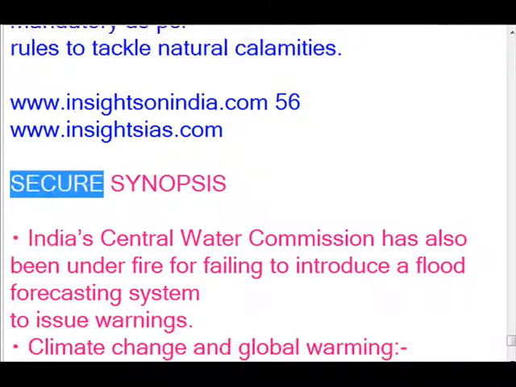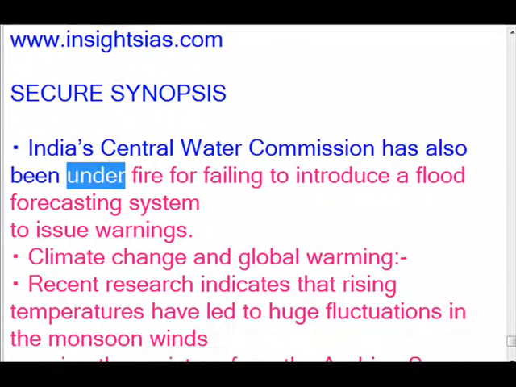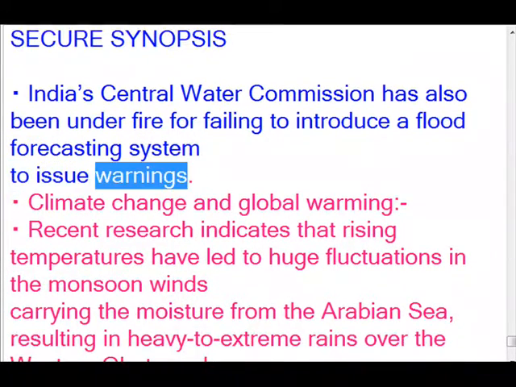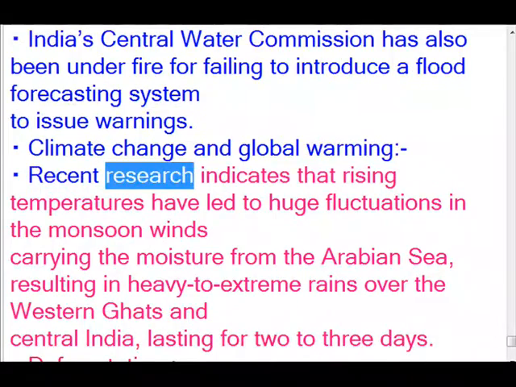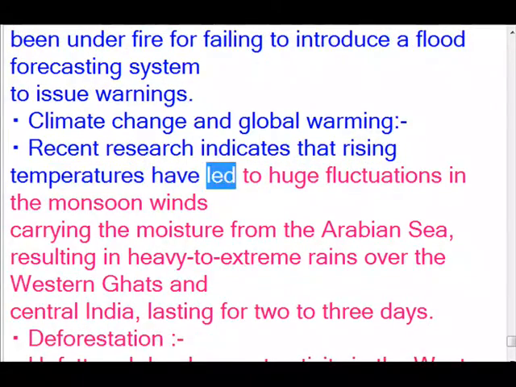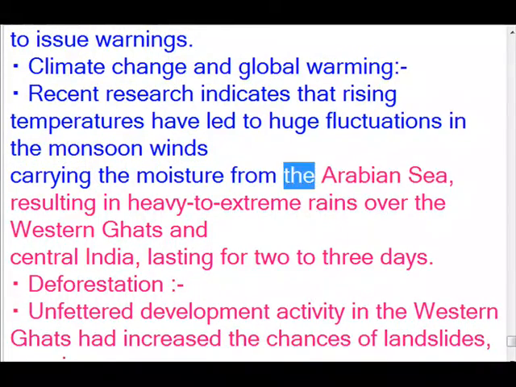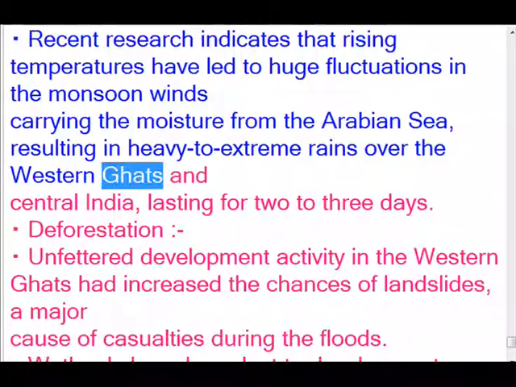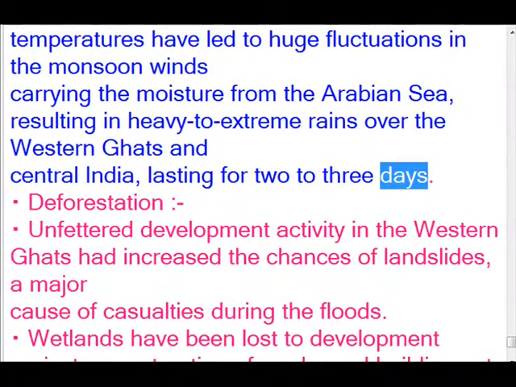India's Central Water Commission has also been under fire for failing to introduce a flood forecasting system to issue warnings. Climate change and global warming. Recent research indicates that rising temperatures have led to huge fluctuations in monsoon winds carrying the moisture from the Arabian Sea, resulting in heavy to extreme rains over the Western Ghats and central India, lasting for 2 to 3 days.